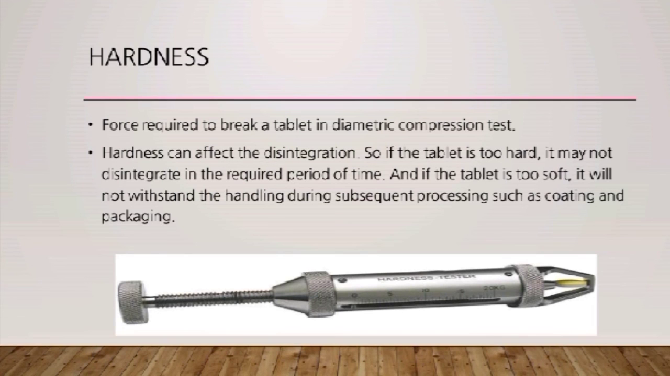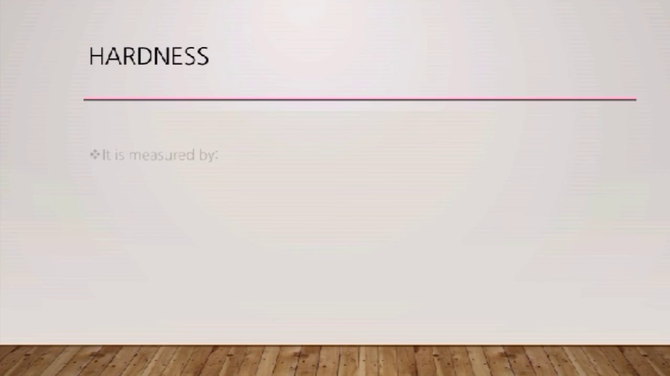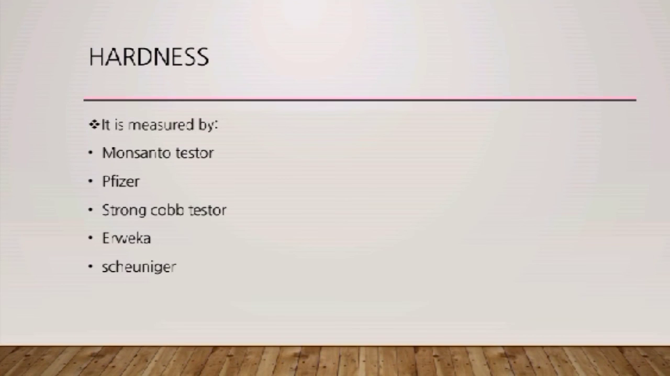This diagram you are seeing is a Monsanto tester. The tablet is placed between this jaw and this is a screw in which the pressure or force is applied, and at the center this scale indicates how much force is applied to break the tablet. It is measured in kg per centimeter square. It is measured by first the Monsanto tester, second Pfizer, third Strong-Cobb tester, fourth Erweka or Schleuniger. You have to remember these names for hardness.